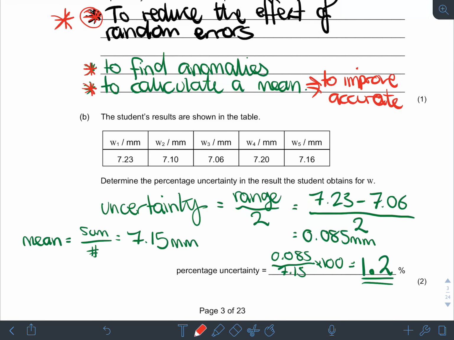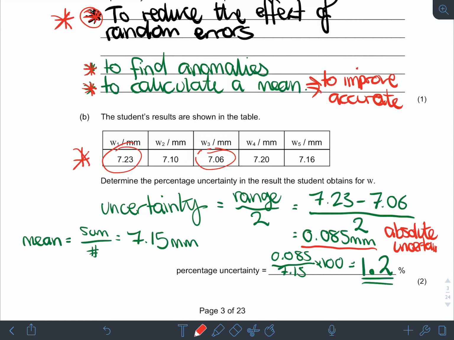The next one is to find the percentage uncertainty. Now, again, we've got multiple readings, and to get the uncertainty in multiple readings, we have to do half the range. So we find the range, which is the biggest value take away the smallest value, and then divide it by 2. If you do that, you get 0.085. That's here. That is your absolute uncertainty.